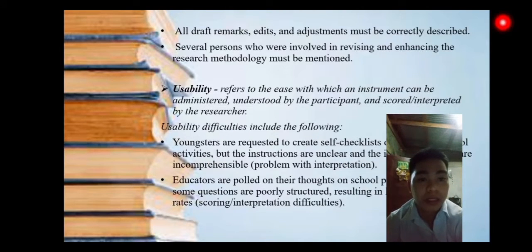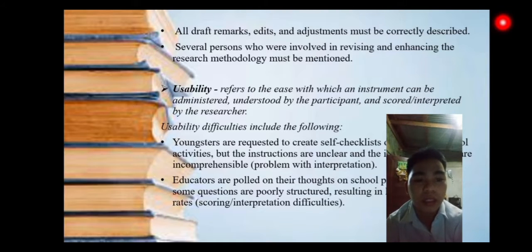All draft remarks, edits, and adjustments must be correctly described. Several persons who were involved in revising and enhancing the research methodology must be mentioned. Next, usability refers to the ease with which an instrument can be administered, understood by the participant, and scored and interpreted by the researcher.